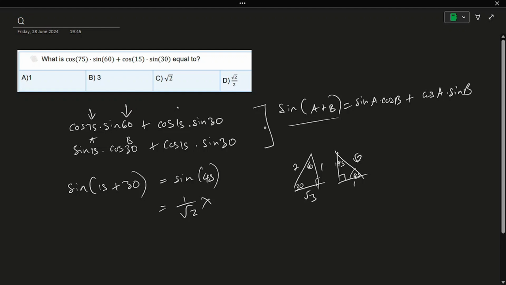When we rationalize this denominator, we're going to multiply by root 2 over root 2, which is the same as multiplying by 1. And we're going to get root 2. Root 2 multiplied by root 2 is the same as 2. So the answer in this case is D.